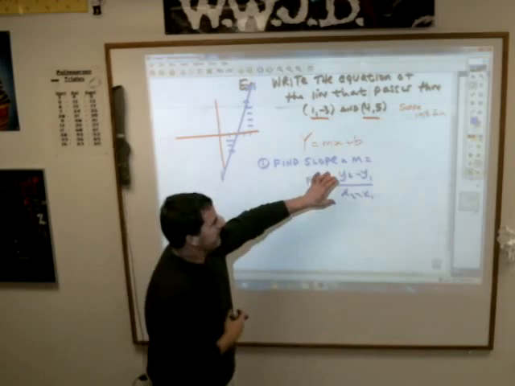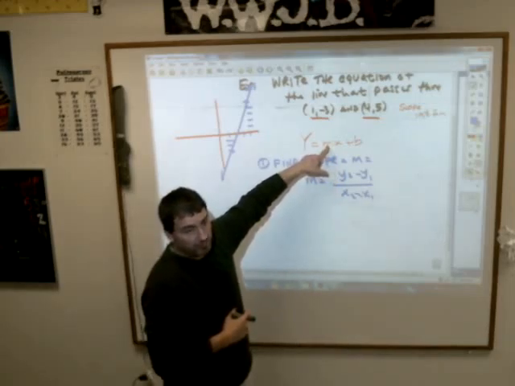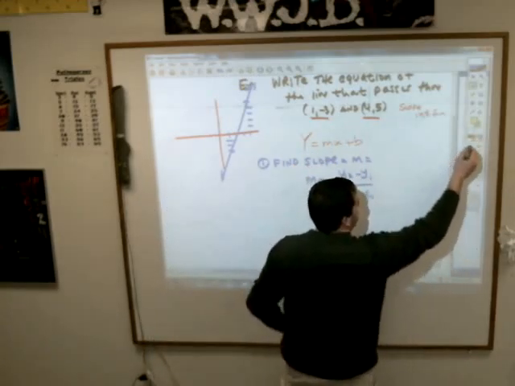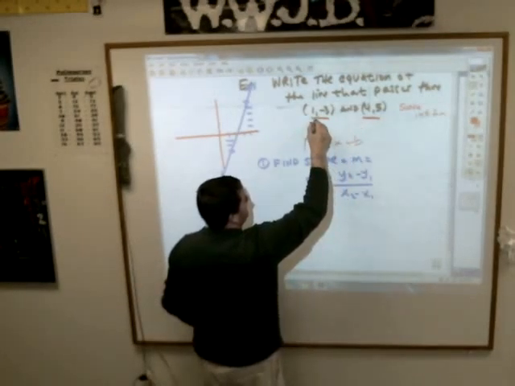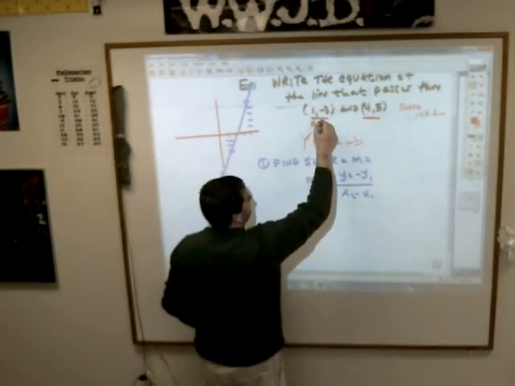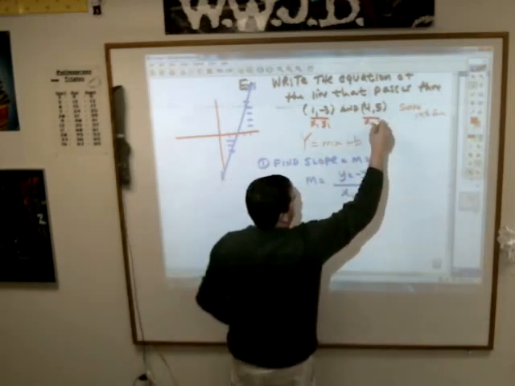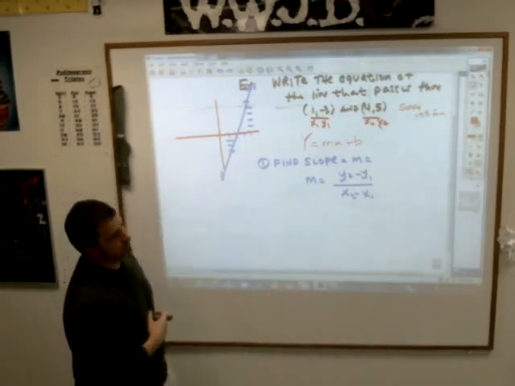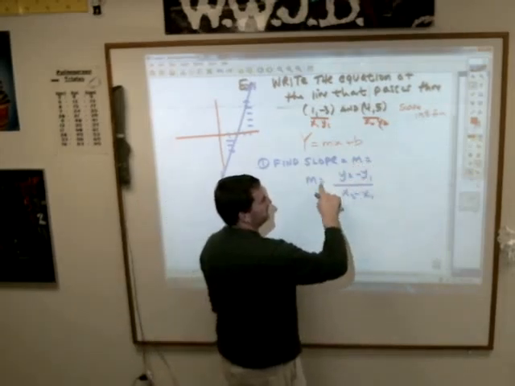Once we find this, you will know what the letter M is, because that's what the slope is. So let's plug our numbers in here. It's best to write these down and maybe label them. Make this x1, y1, x2, y2. It doesn't matter what you call it.